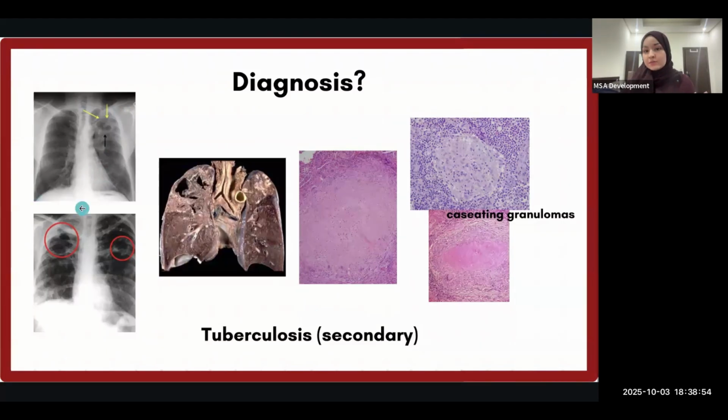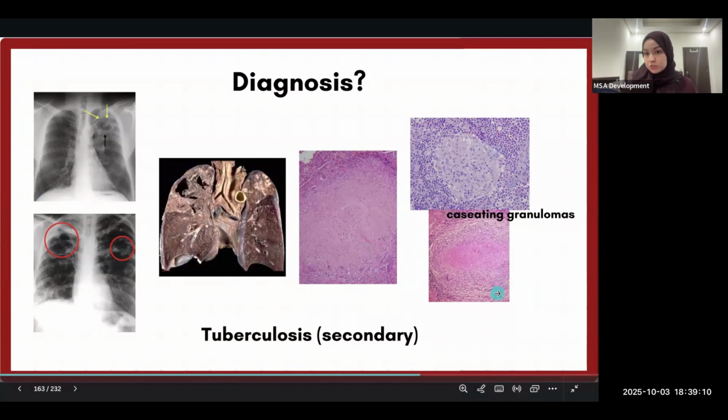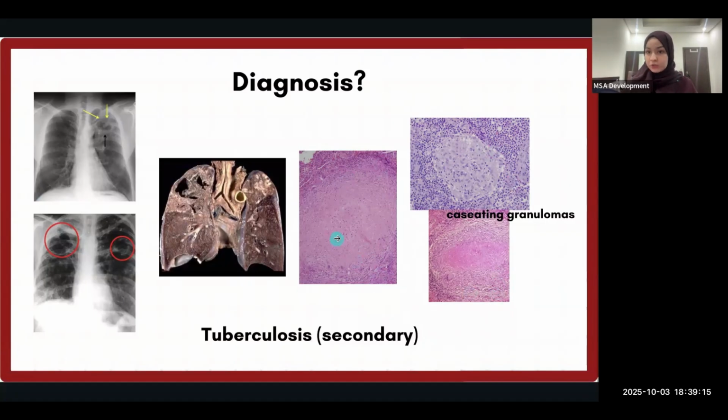Secondary TB, however, this is clearly secondary TB. And what do you see in the gross images? You see caseations, you see cavitations, and in the histology images, you see caseating granulomas. This is a non-caseating granuloma. Can this be seen in TB? Yes, it can be seen in the earlier stages of TB. However, as the disease progresses, it turns into caseating granulomas. Now, what caseating means is basically it has a central area of necrosis, which is what can be seen here.